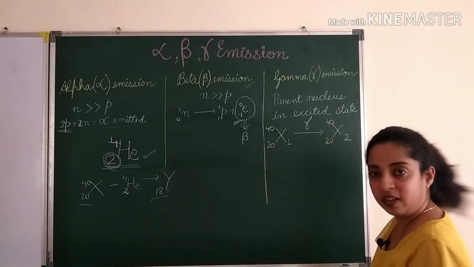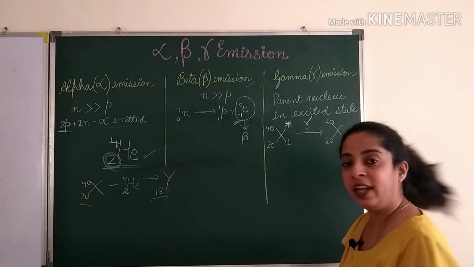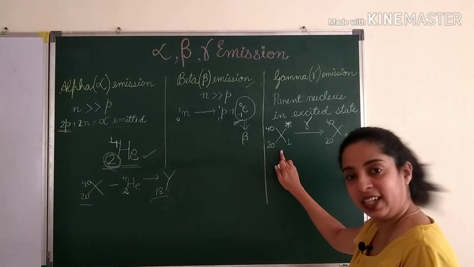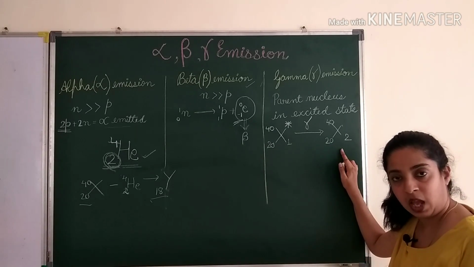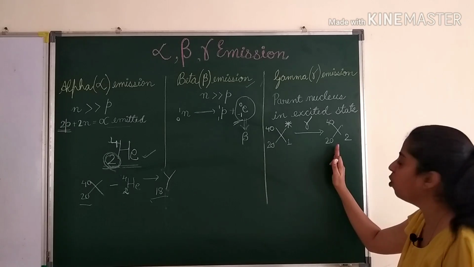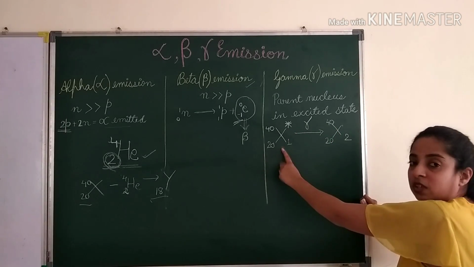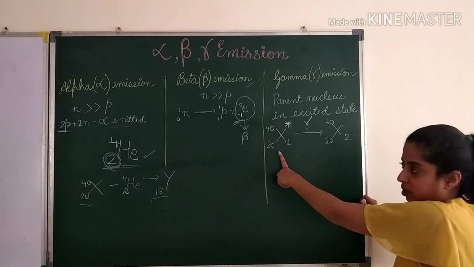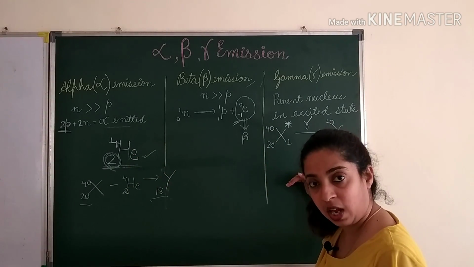The only thing that will happen is here we'll put an asterisk sign denoting that this was an excited atom and this is a stable atom. I hope you got it. Here there is no loss of neutrons and protons, so we'll just put an asterisk sign to the parent nucleus. Okay, so this is how alpha, beta and gamma radiations are emitted.